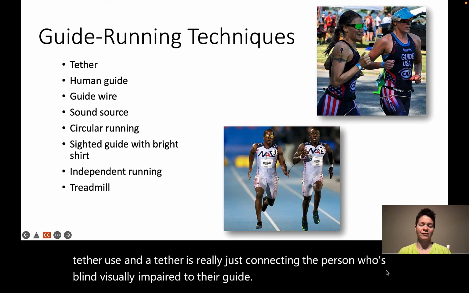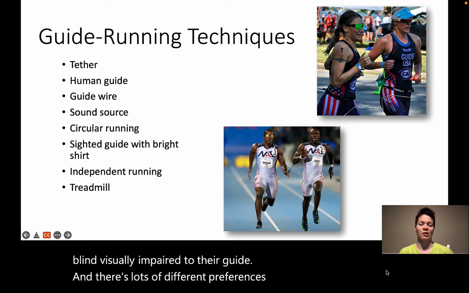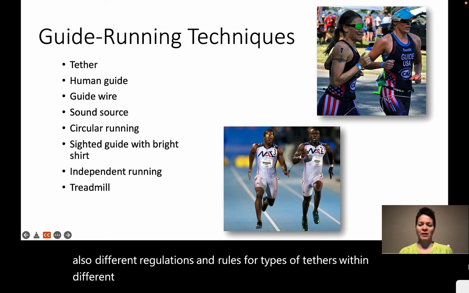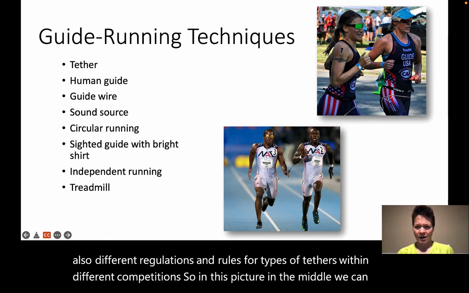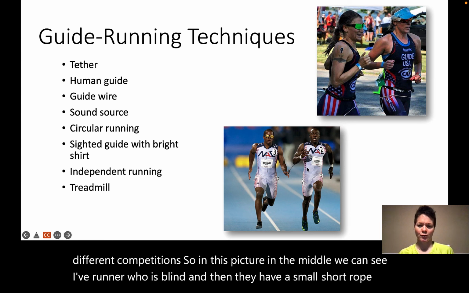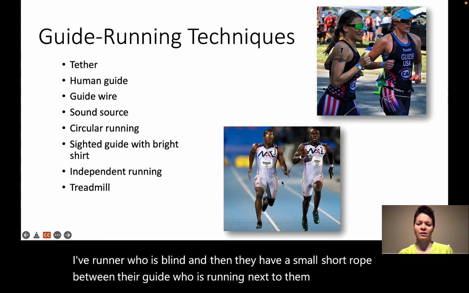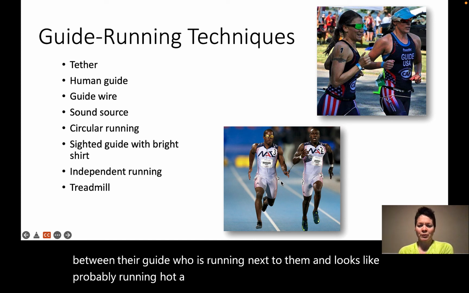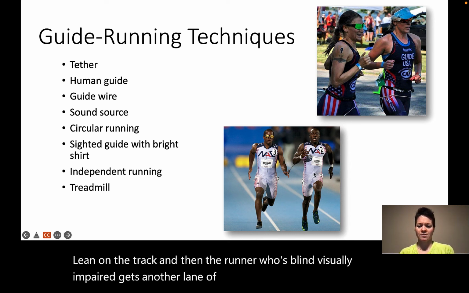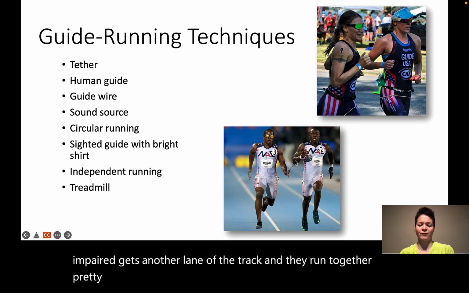There are lots of different preferences on tether use, and there are also different regulations and rules for types of tethers within different competitions. In this picture in the middle, we can see a runner who is blind, and they have a small short rope between them and their guide, who is running next to them. It looks like probably a 100-meter sprint. The guide gets one lane on the track, and the runner who is blind or visually impaired gets another lane, and they run together pretty much in close unison for this sprint.